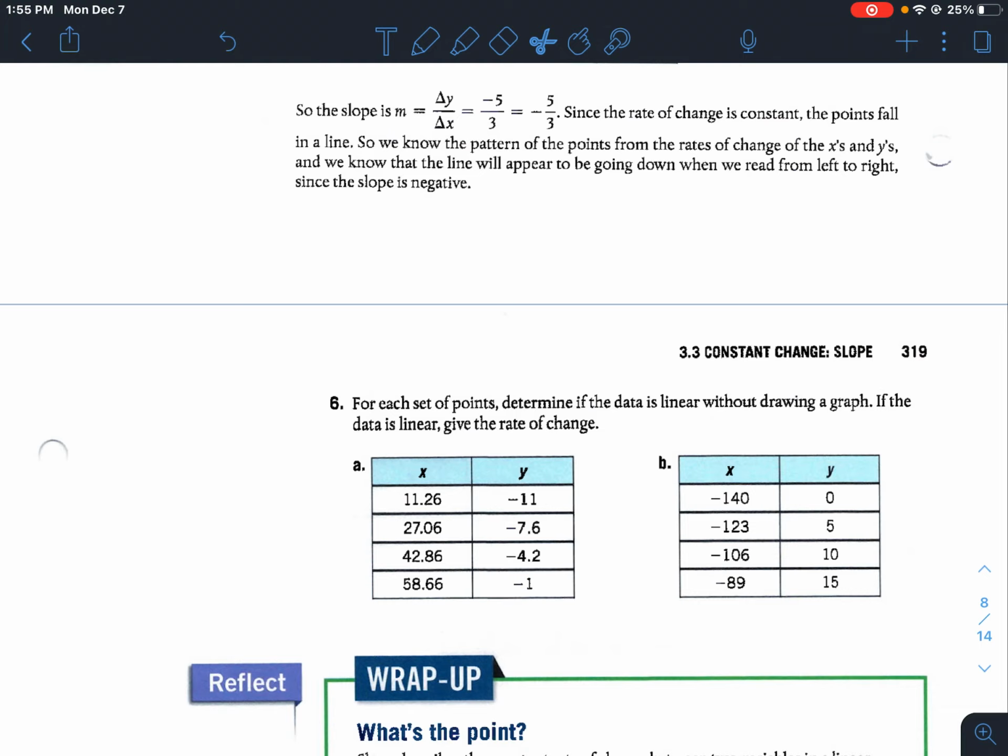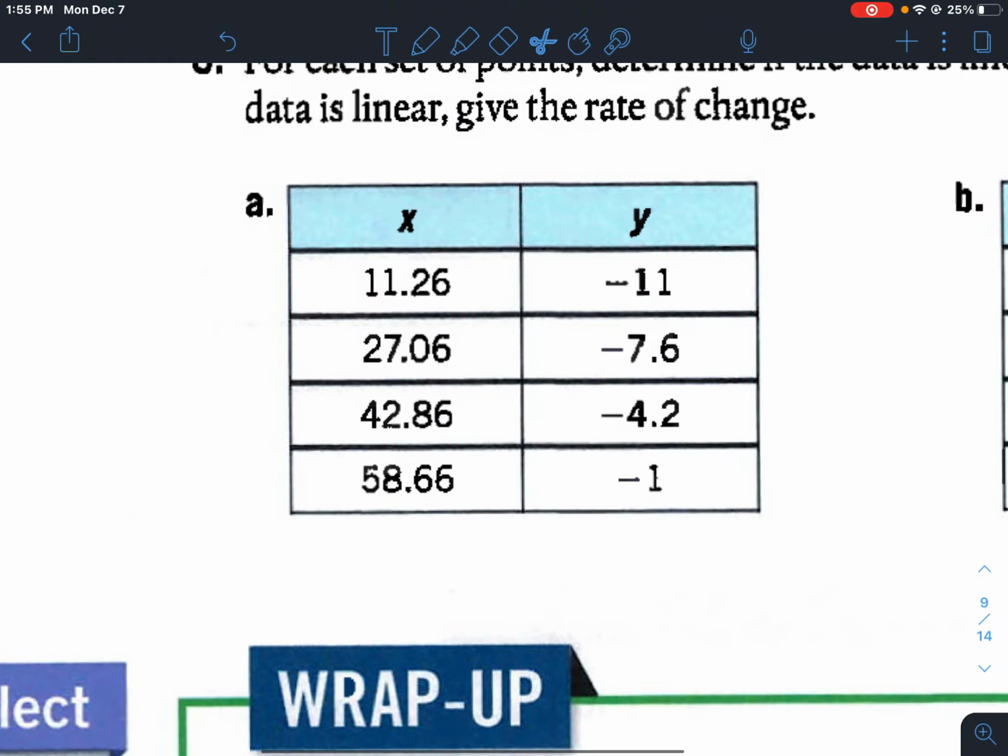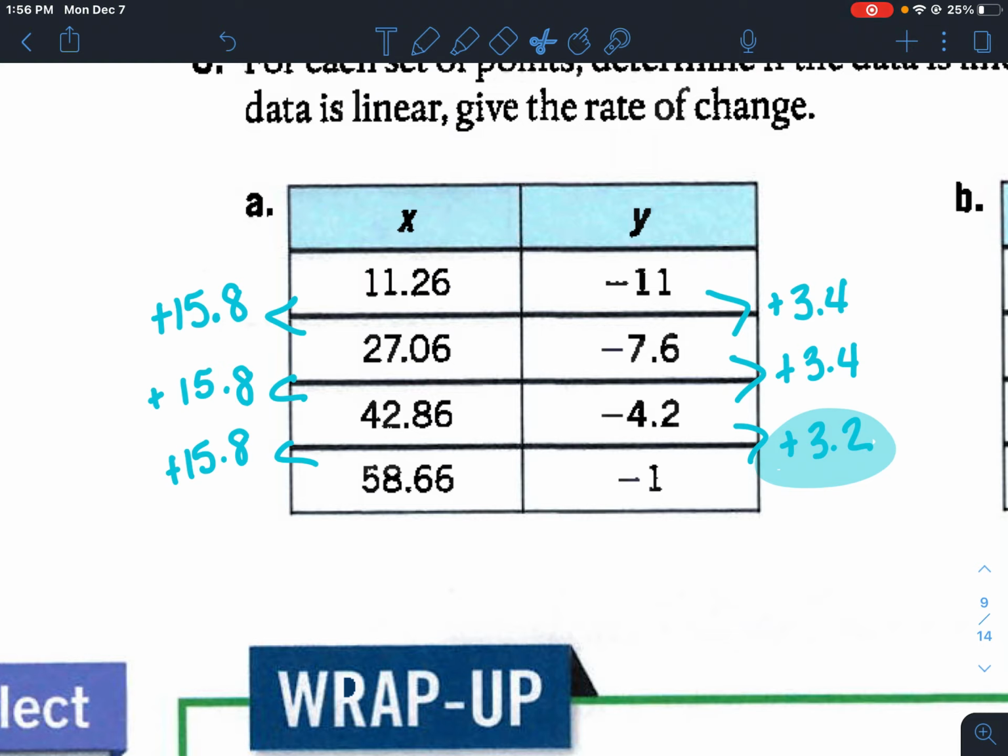Okay, so anyway, for each set of points, determine if the data is linear without drawing a graph. If the data is linear, give the rate of change. Okay, so I'll do one, and then I want you to do the other on your own. So I calculated the increase or decrease of the x values from one x value to the next. They are increasing by 15.8 each and every time, so that is constant. And then I'll do the same thing for the y values, from -11 to -7.6 to -4.2 to -1. What was my increase? Plus 3.4, plus 3.4, plus 3.2.